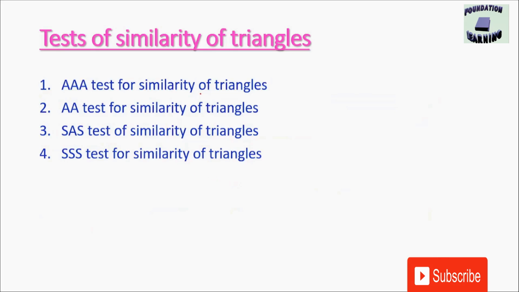First we learn the names. The first one is the AAA test for similarity of triangles. Then the AA test for similarity of triangles. SAS, that is the side-angle-side test of similarity of triangles. And the SSS test for similarity of triangles.